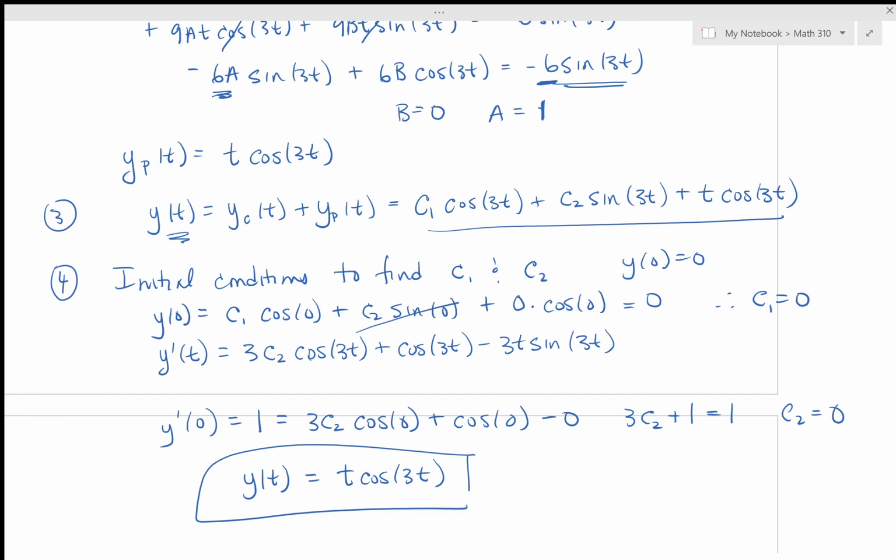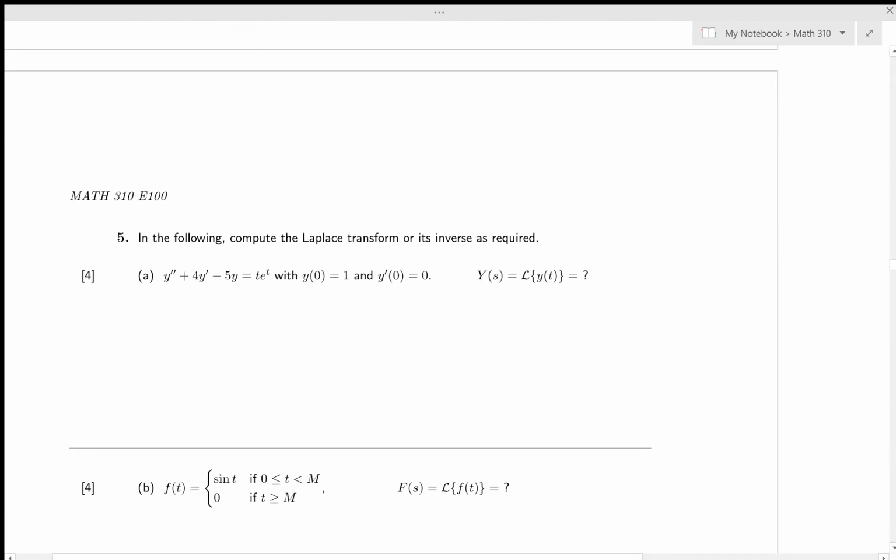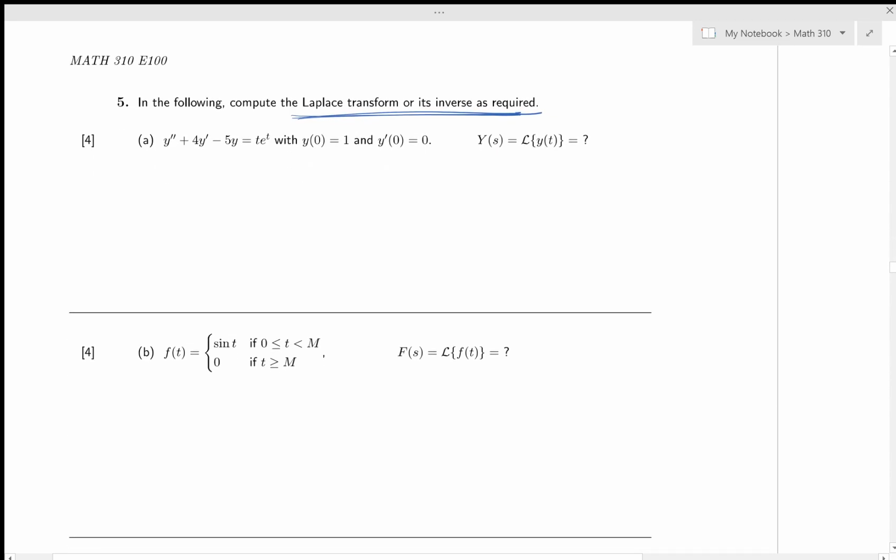Critically, you must postulate the correct form for the particular solution. Okay, the next question, Laplace transforms or inverse Laplace transforms. What are we supposed to do here? The Laplace transform of y of t equals what? So here's the question, y of s. We're not being asked to in fact find y of t. So be careful, don't do extra work, right? It's not asking to solve this differential equation. It's merely asking us to find y of s, the Laplace transform of the solution of the differential equation.